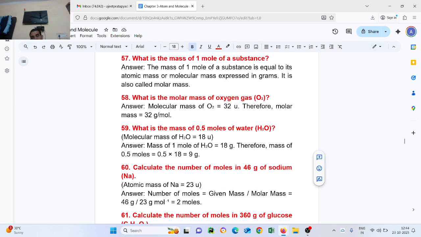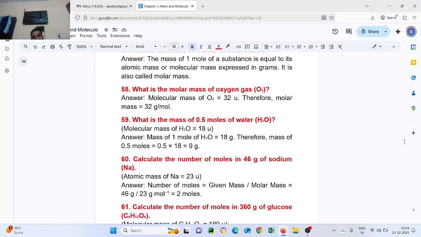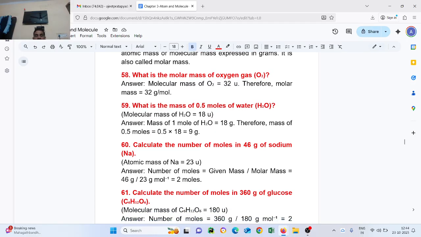Calculate the number of moles in 46 gram of sodium. The number of moles is given mass upon molar mass. Given mass is 46 gram, molar mass is 23 gram per mole, so the answer is 2 moles.